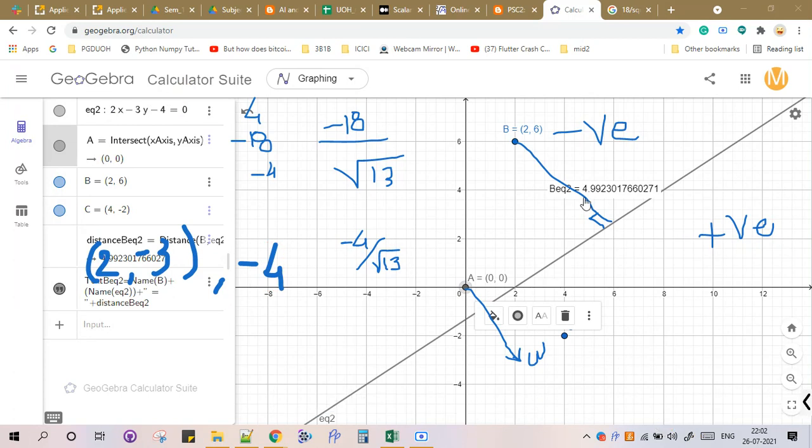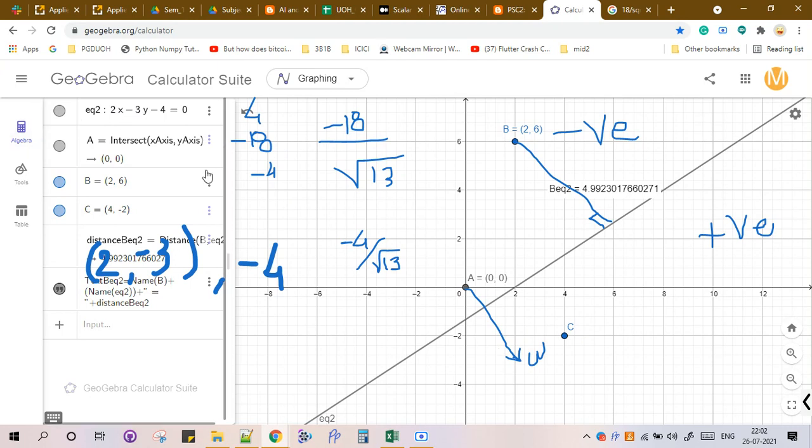And see, this is a negative value, no? We have this minus 18 divided by root 13. So this is a negative value, minus 4.99 actually, if you consider the direction, but if you take the absolute distance it is 4.99. And if we put 4 and minus 2 here, the value would be positive. So 8 plus 14 minus 4, that is 10. 10 divided by root 13 we will have.